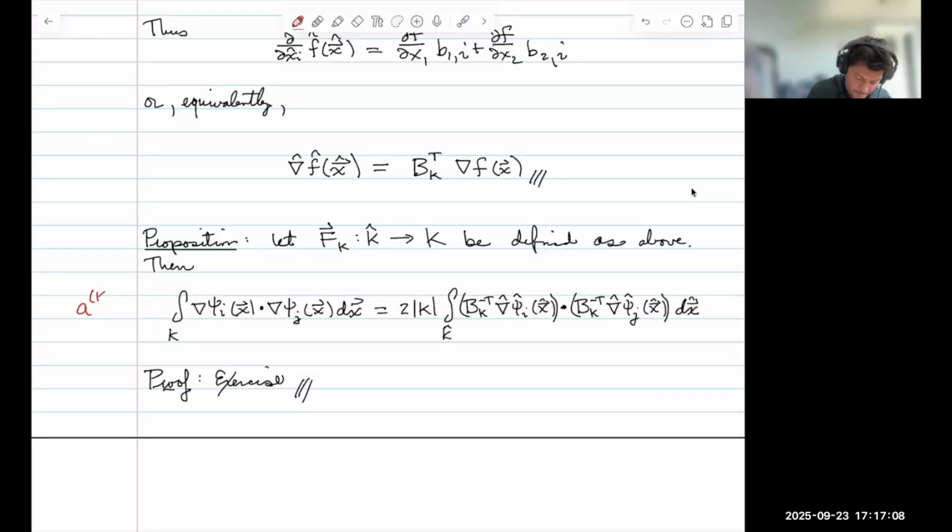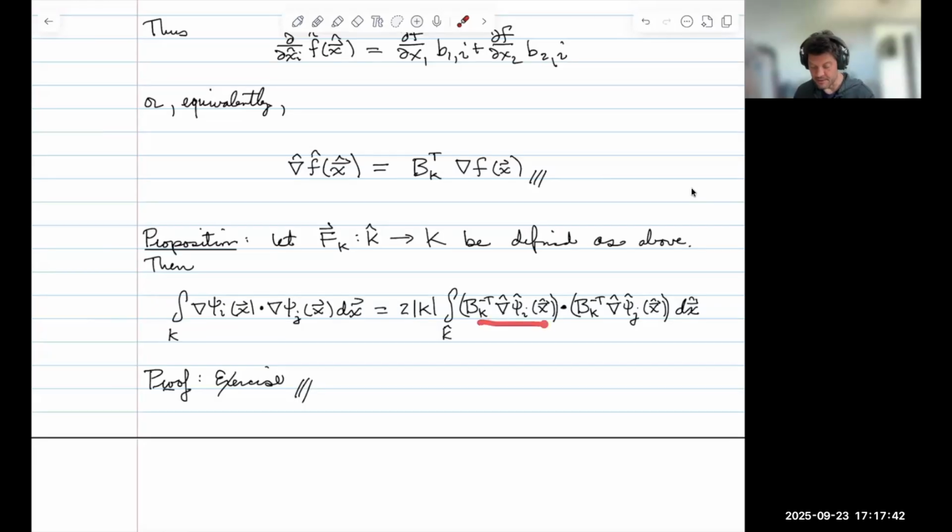Right? That's exactly what I'm talking about. That's this guy here. So I don't want to do that computation on the small triangle K. I want to move it back to the reference triangle. And if I do that, I now have a nice easy formula for it. So this should be computable.